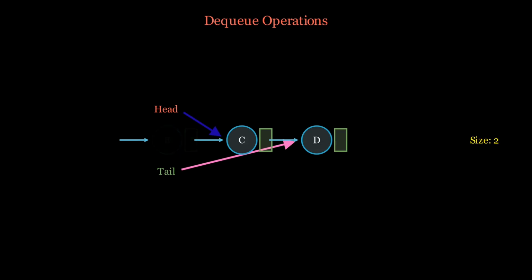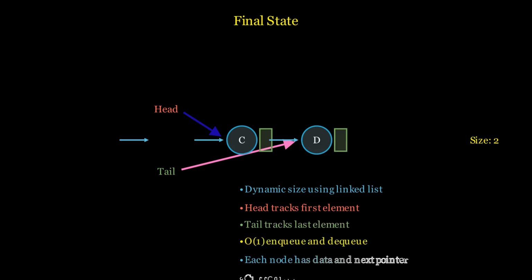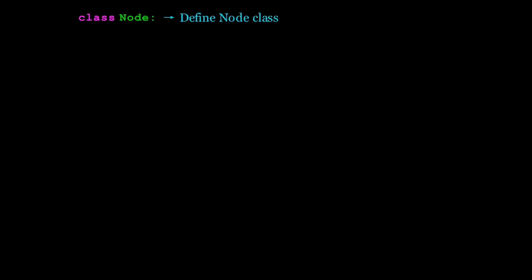Since we have used a linked list, the queue can grow and shrink dynamically. The head pointer gives us constant time access to the front element, and the tail pointer allows for constant time insertions at the back. Each node maintains its data and a reference to the next node. This implementation demonstrates the efficiency and flexibility of using a linked list for queue operations, making it an excellent choice for many applications. Now let's implement a queue using a linked list in Python.